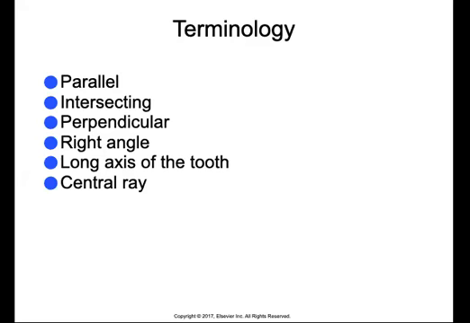Right angles is just when you have 2 lines that intersect at a perpendicular angle and create a 90-degree angle. Perpendicular just means the same thing. You're creating 2 right angles. Intersecting is when you have 2 lines that come together. And paralleling is when lines are moving or lying in the same plane, always separated by the same distance and not intersecting.